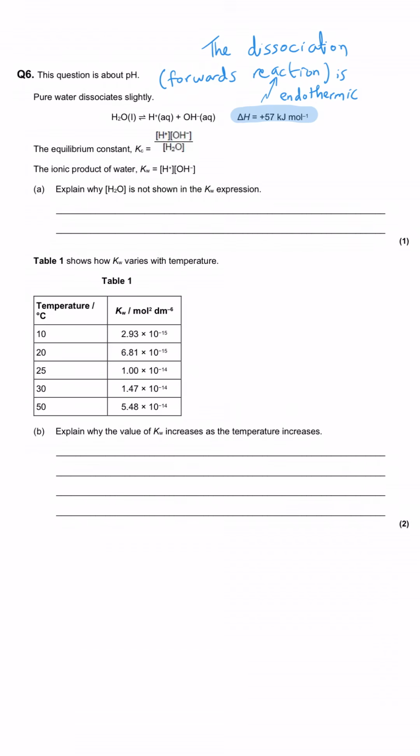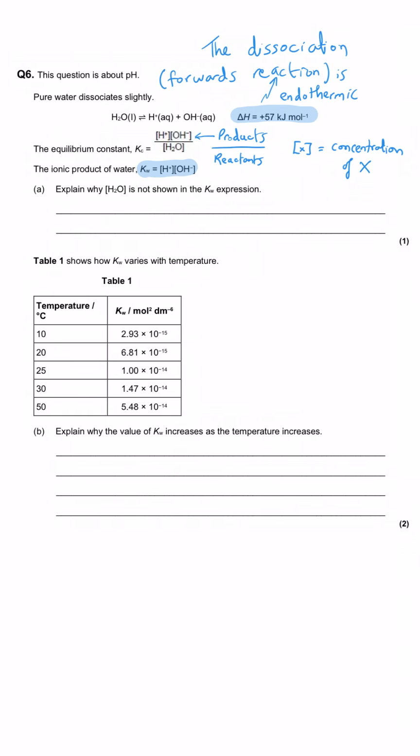The Kc expression is shown here for the equilibrium constant. We've got the products on the top with square brackets, which means concentration, and then reactants on the bottom. And then the ionic product of water, Kw, is shown here as H plus concentration multiplied by OH minus concentration.